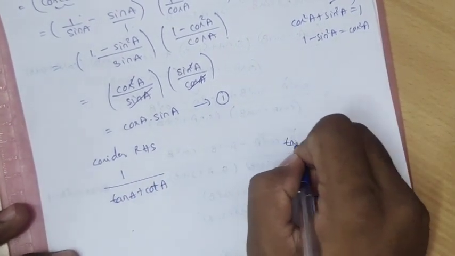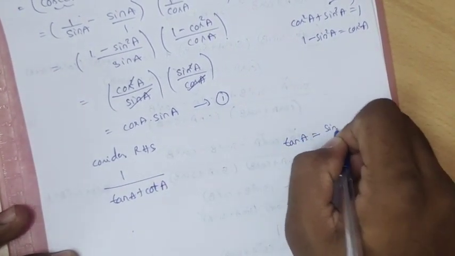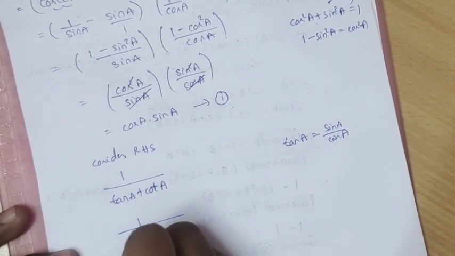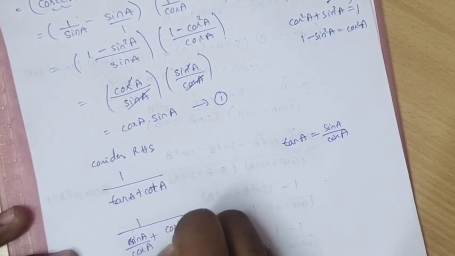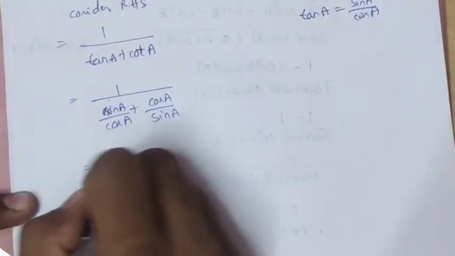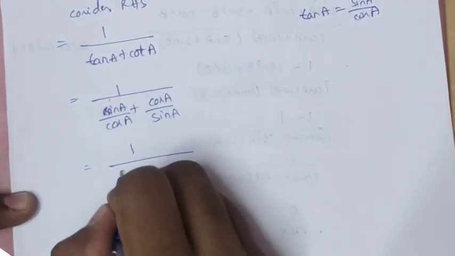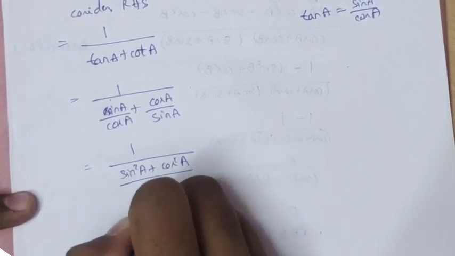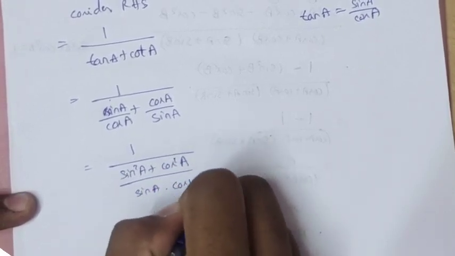So tan A can be written as sin A divided by cos A. So 1 divided by sin A divided by cos A plus cot A, which can be written as cos A divided by sin A. Now by solving the denominator, what we get is sin square A plus cos square A divided by sin A cos A, right?